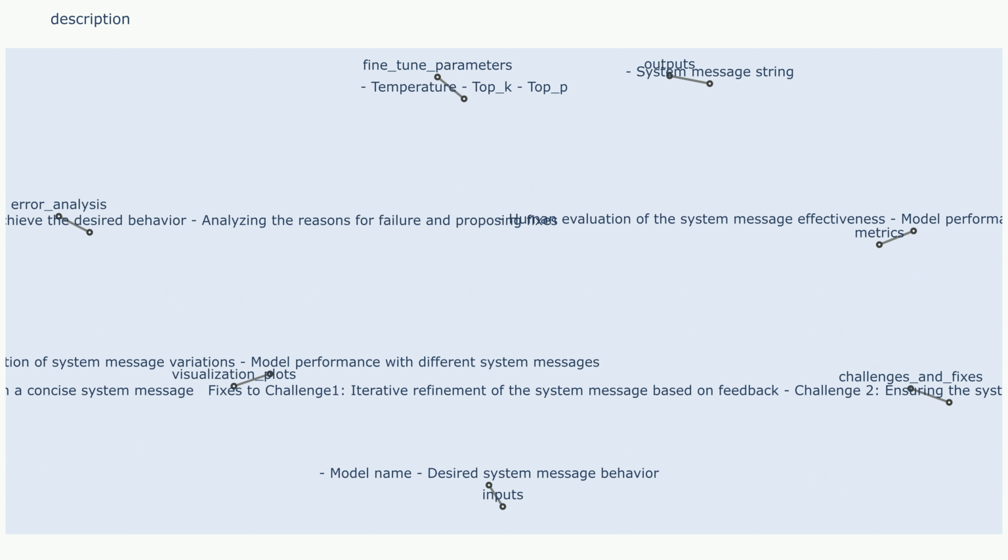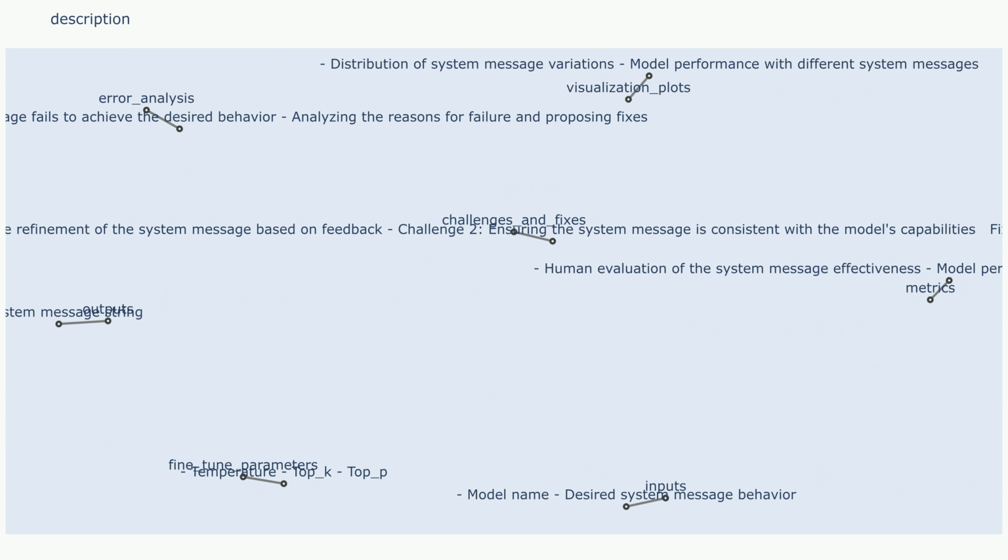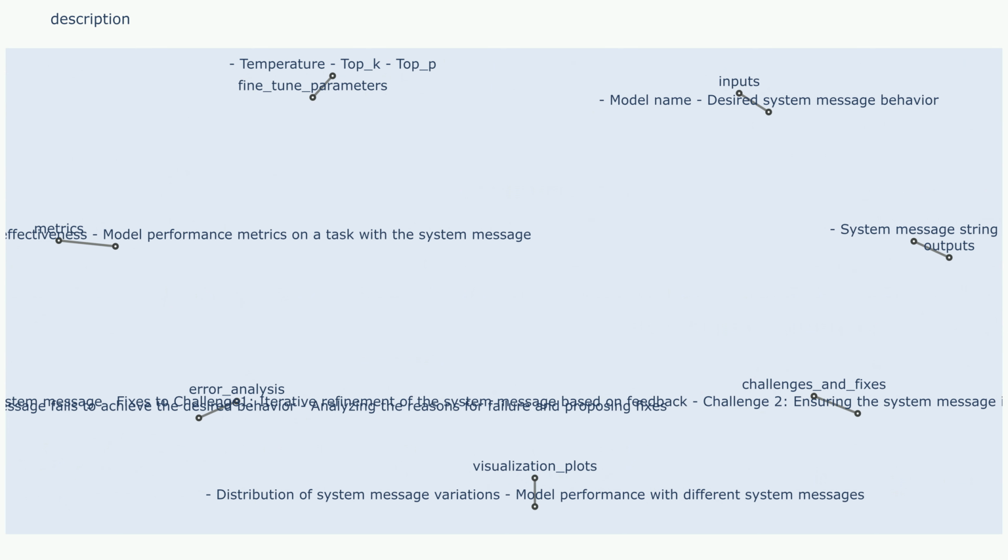Verbose: this input determines the level of detail in the system message. Setting this to true will result in a more verbose message with more explanations and instructions. Outputs. System message: this output is a string containing the generated system message.